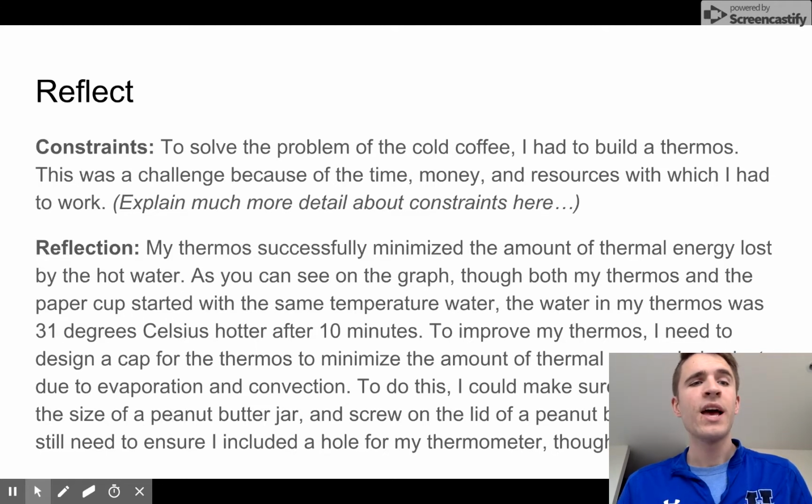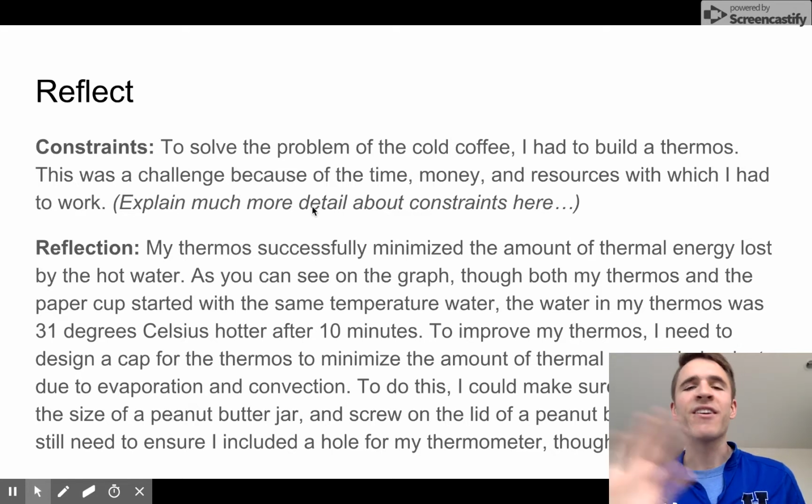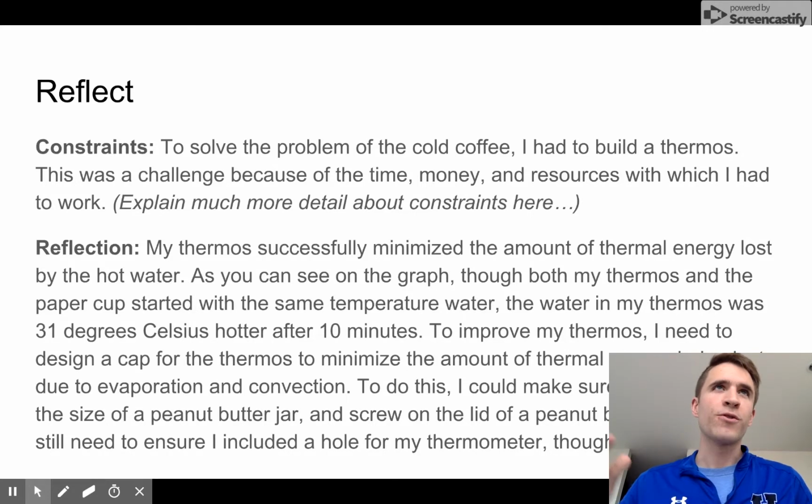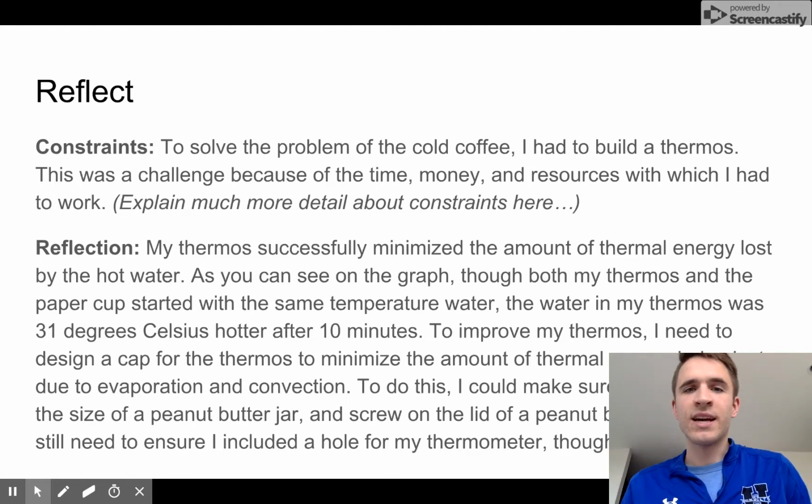In your reflection, I describe my constraints and I describe what I could do to improve my thermos. For constraints, I said, to solve the problem of the cold coffee, I had to build a thermos. This was a challenge because of the time, money, and resources with which I had to work. I could explain in more detail. I could say, we only had 1 week to do this. If I had more time, I would have built a thermos, tested it, redesigned it, tested it again, redesigned it, tested it again, made it even better, tested it again, right? We just didn't have the time to do all that.